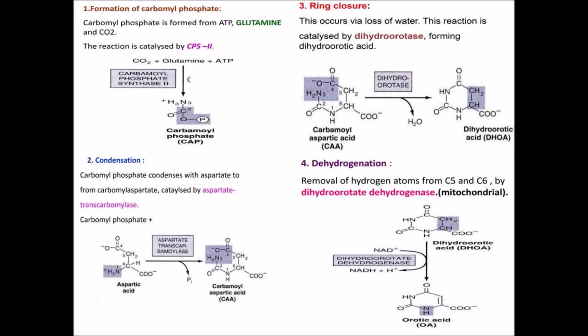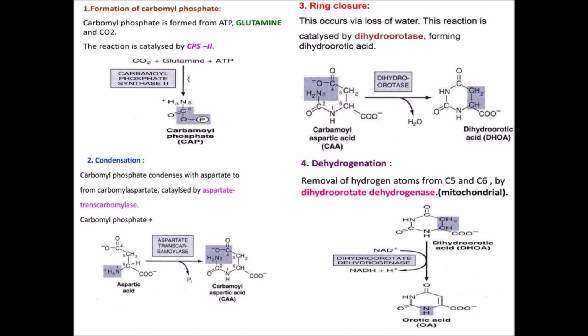In the first step, formation of carbamyl phosphate. Carbamyl phosphate is formed from ATP, glutamine and carbon dioxide. The reaction is catalyzed by carbamyl phosphate synthetase 2, CPS2. The second step is the condensation. Carbamyl phosphate condenses with aspartate to form carbamyl aspartate, catalyzed by aspartate transcarbamylase. Third reaction is ring closure. This occurs via loss of water. This reaction is catalyzed by dihydroorotase, forming dihydroorotic acid.